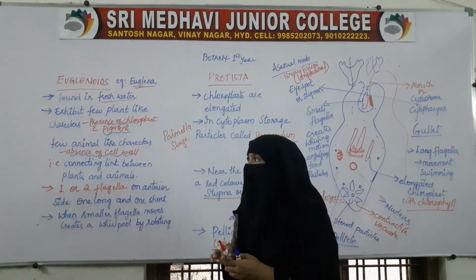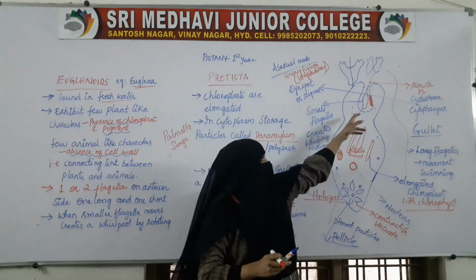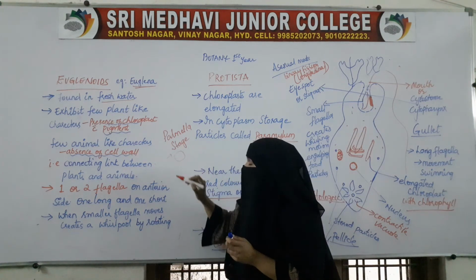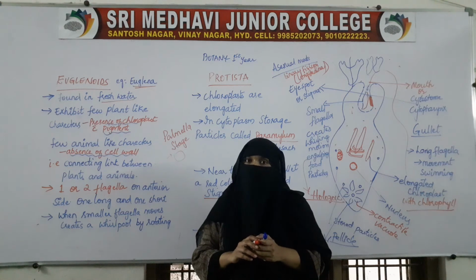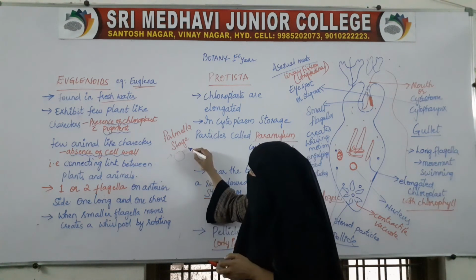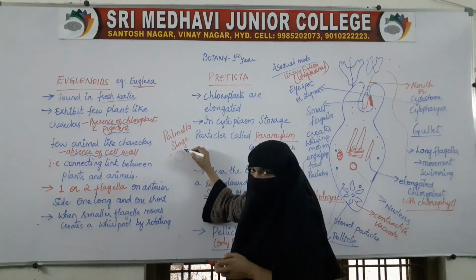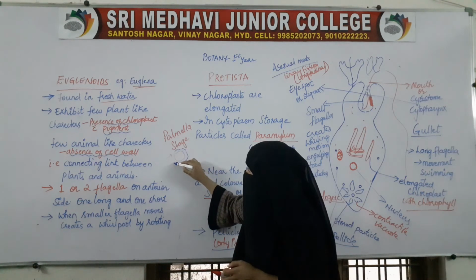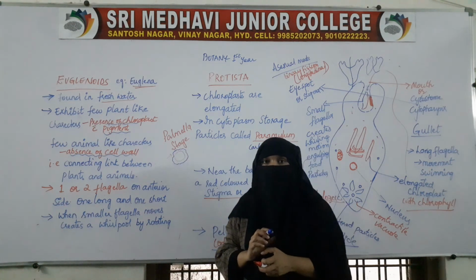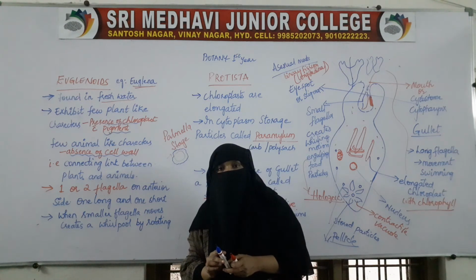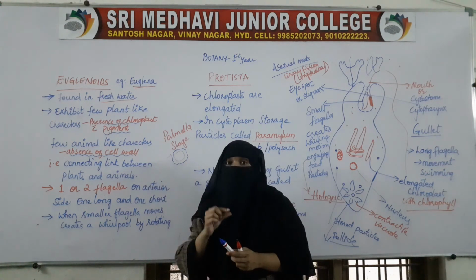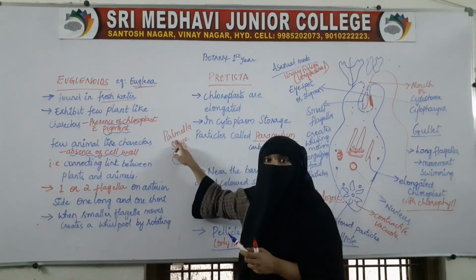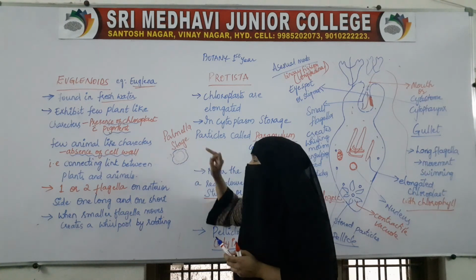In the Palmella stage, Euglena loses flagella and becomes circular, and along with it a layer of mucilage will be formed, which will be protecting the Euglena during unfavorable conditions. When the conditions are unfavorable, this Euglena undergoes a stage called as Palmella stage.